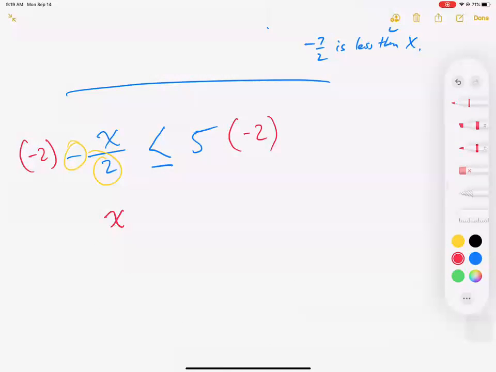So we end up with x is less than. So let's see what happens here. The negatives cancel out, as well as the 2's cancel out, leaving me just x by itself. On the other side, we multiplied by negative 2, so we get negative 10.